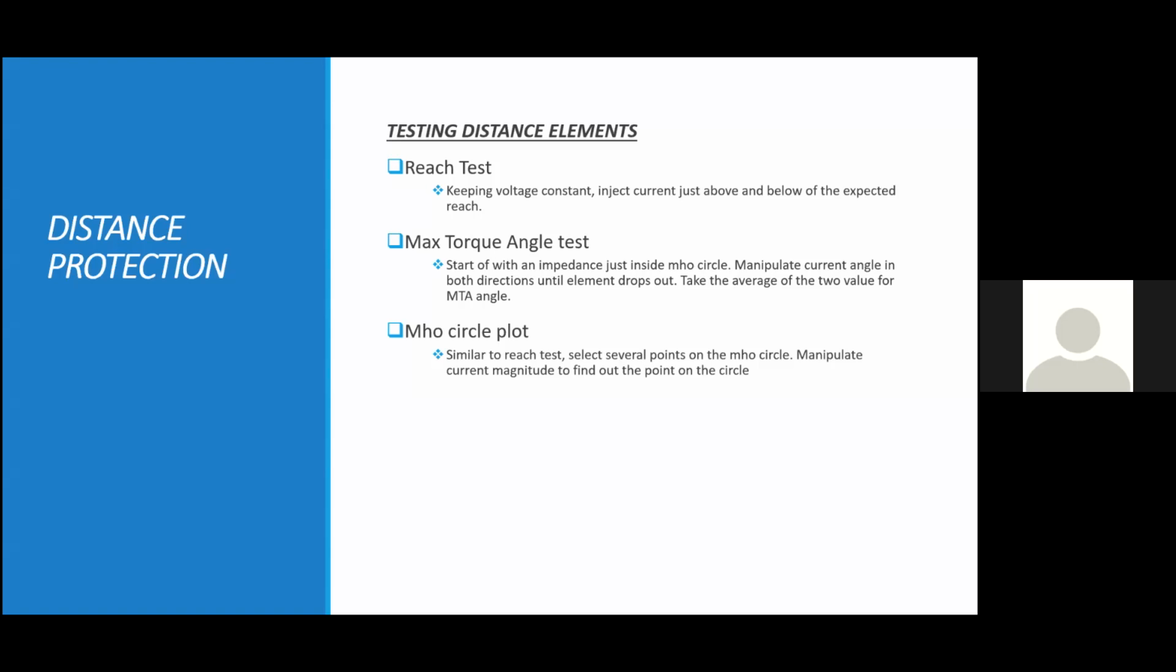So to calculate the current you must be injecting into your relay, you use the same equation which we use to calculate the ZF, or the impedance to fault. The second testing procedure you should follow is the maximum torque angle test. In this, start off with an impedance just inside your Mho circle, and change the current angle in both directions until the element drops out.